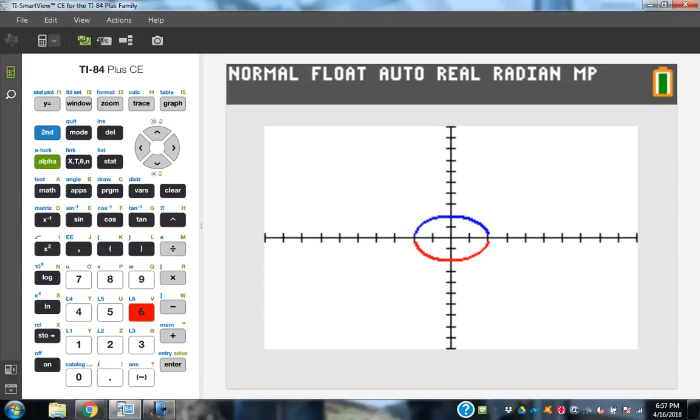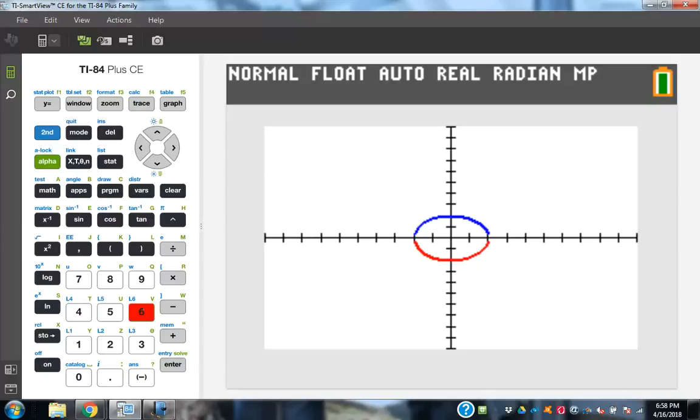If you're not seeing a circle at all, let's look and see what's going on. Zoomed out so far. That's what it was. All right. Anybody else having trouble?